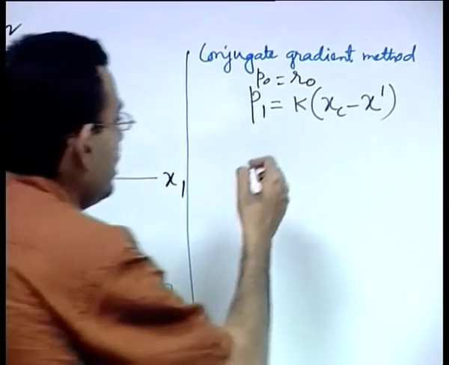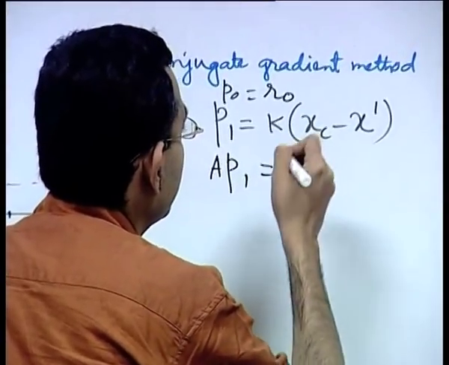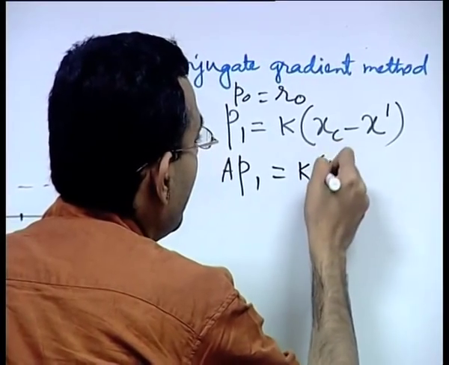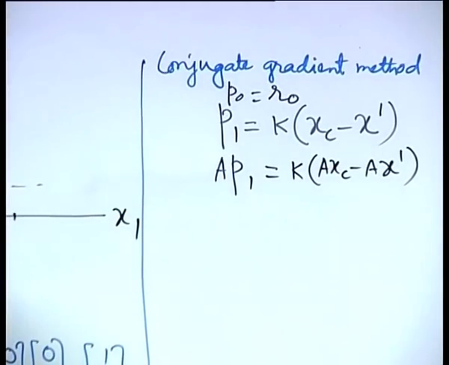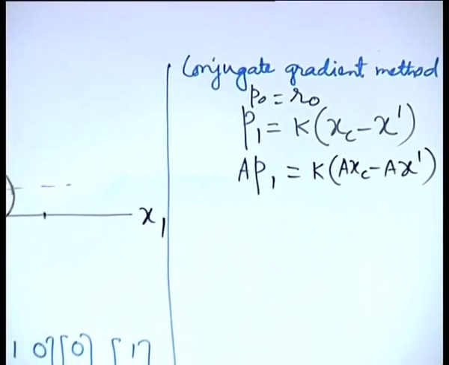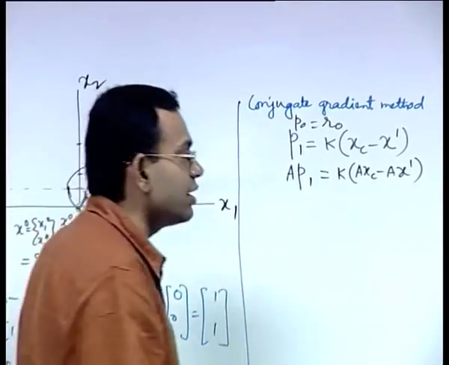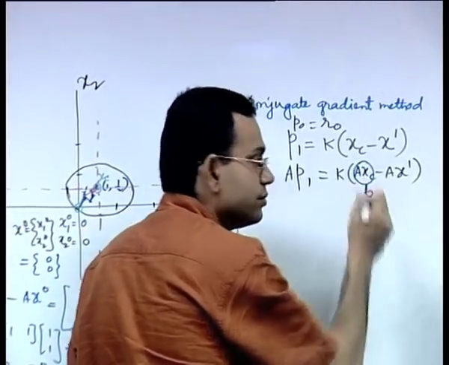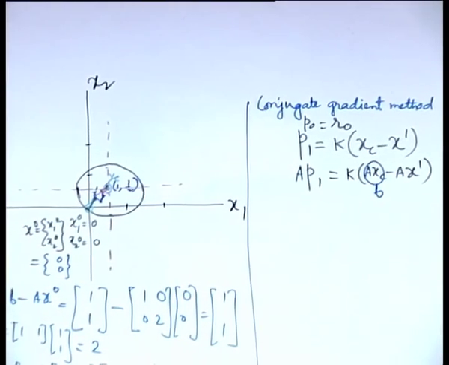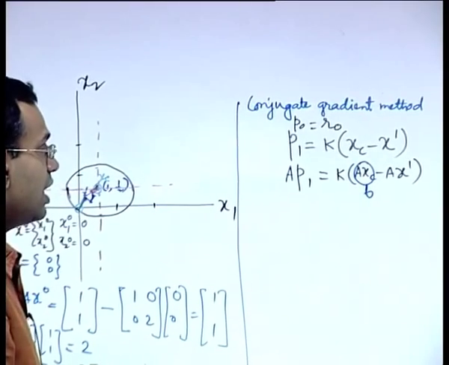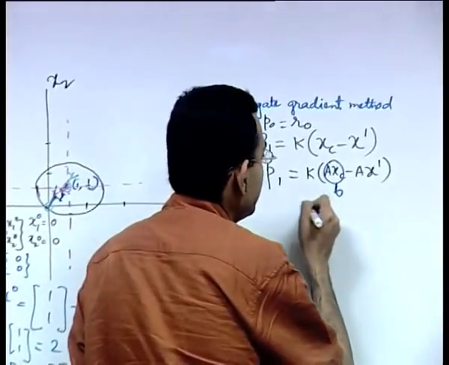Now you can write A p1 is equal to k A xc minus A x1. Why you write it in this way is because you can then write it in terms of the residual. What is A xc? A xc is equal to b, because xc is the correct solution. So A xc minus A x1 is b minus A x1, which is equal to r1. So this is k r1.